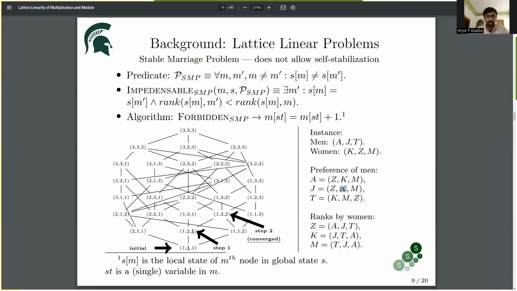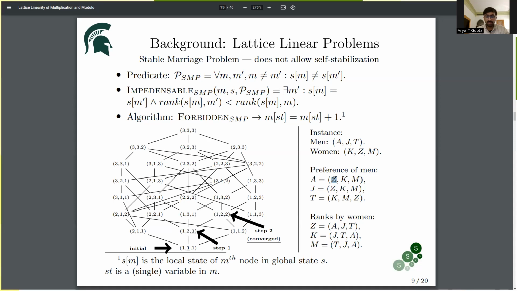Now J is proposing to K, A is proposing to Z, and T is proposing to K. Now there is a conflict between J and T, but let's see what K has to say about it. K prefers J more than T. And so now T has to move to the next choice. So T moves from local state 1 to 2. And now the system is in the global state 1, 2, 2.